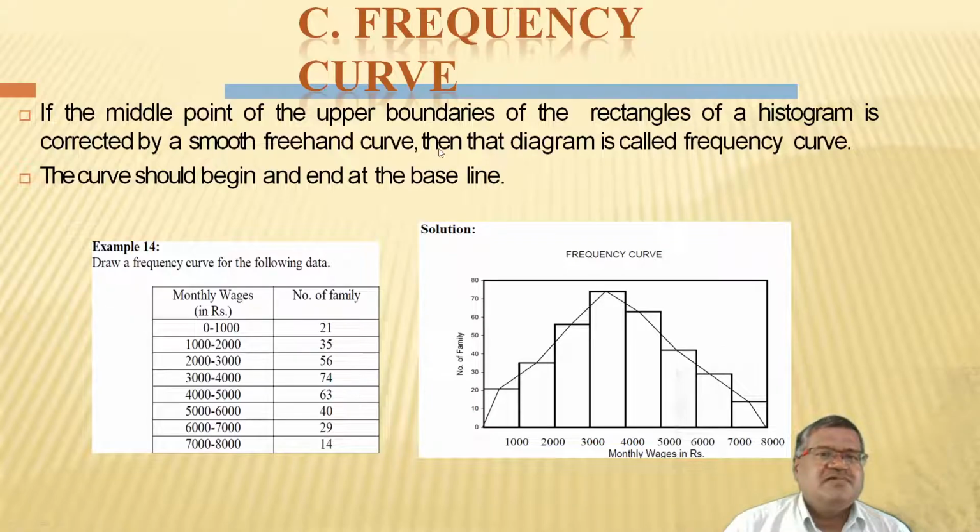This is the example of frequency curve. If the middle points of the upper boundaries of the rectangles of a histogram are connected by a smooth freehand curve, then the diagram is called frequency curve. This is drawn a little more smoothly. This is the frequency curve. Here monthly wages are taken on x-axis and the number of families on y-axis. This is very useful to decide the shape of a frequency distribution.